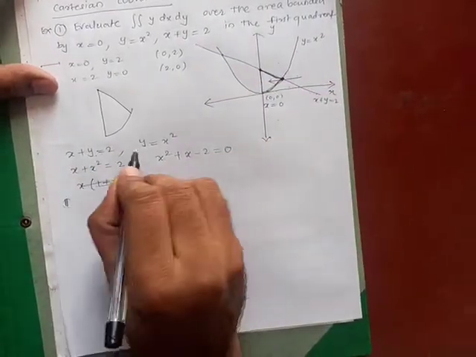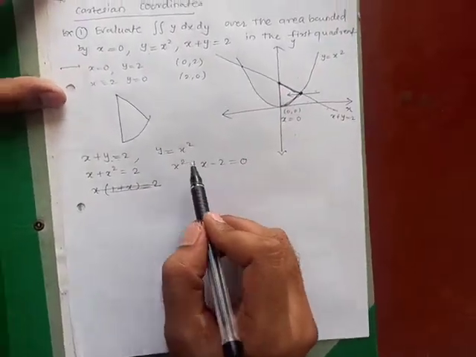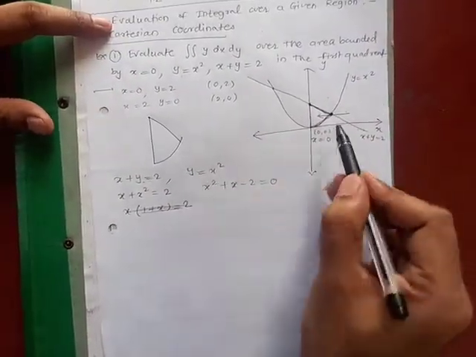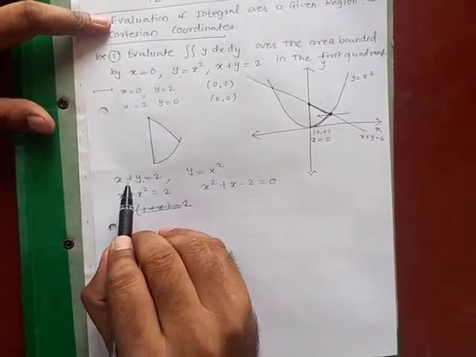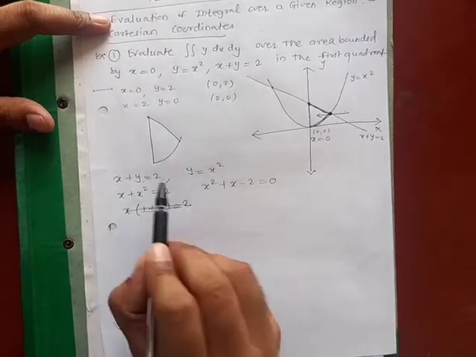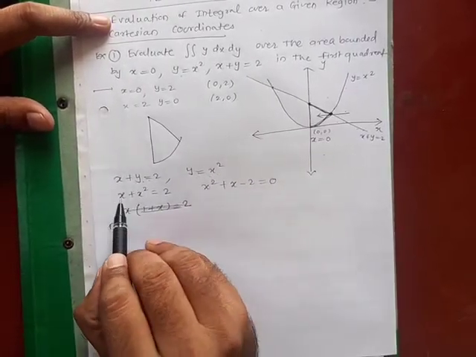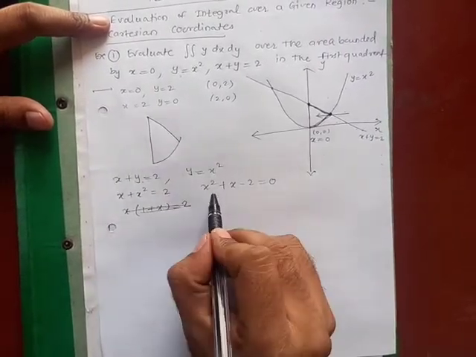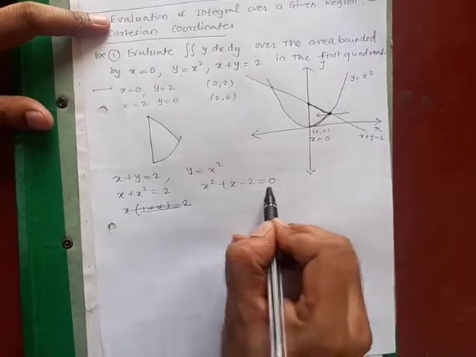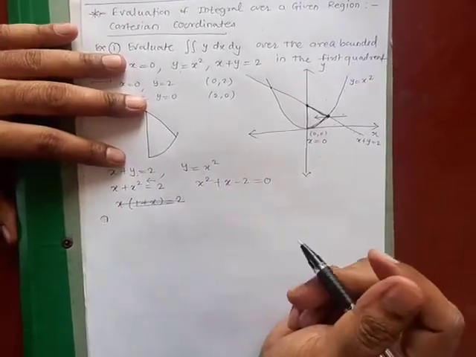So there are 2 curves, x plus y equal to 2, this line, and y is equal to x square, this is the parabola. Now either you put this value in this equation or this in this. It is much more convenient to put y is equal to x square in this equation. So this becomes x plus x square equal to 2. Shifting this 2 to the left hand side, this is x square plus x minus 2. Now this is a quadratic equation.